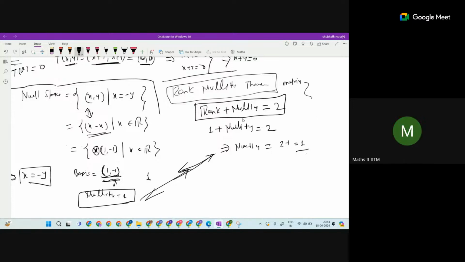So by going to the rank, we can use this theorem and directly jump to getting the nullity. This theorem only gives the rank and nullity. Okay, it will not give the null space. It will just give the information about the nullity. Okay, is this clear?